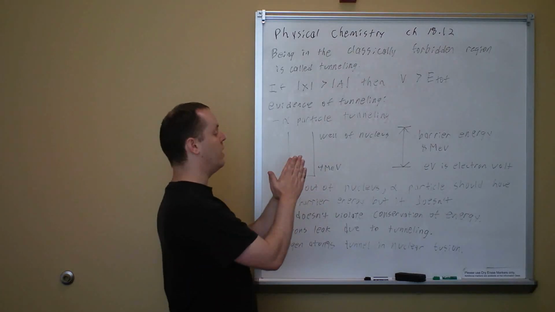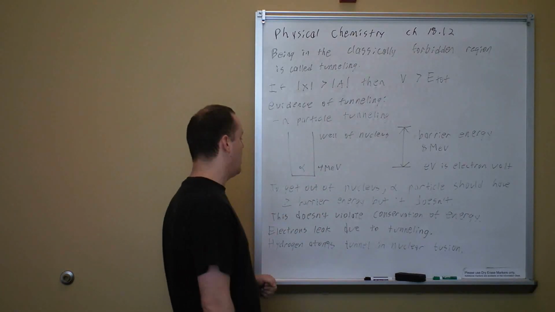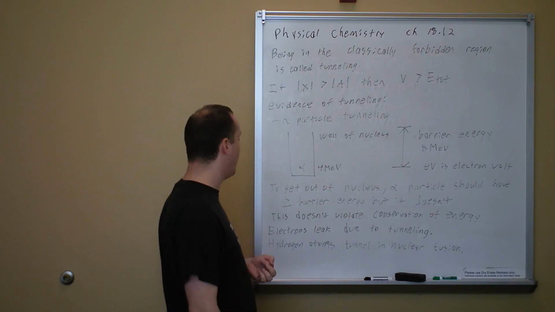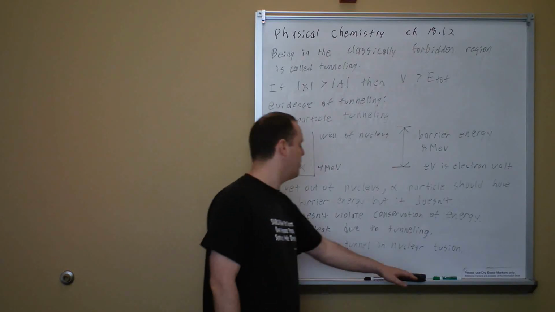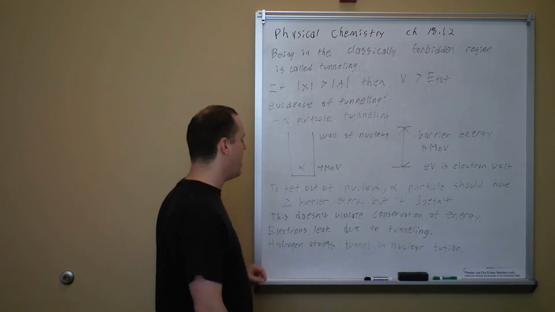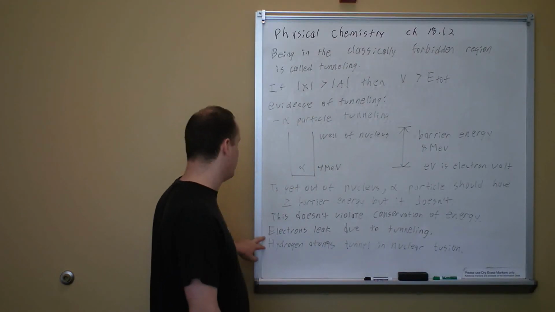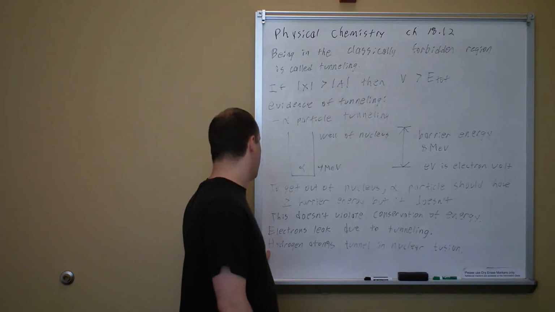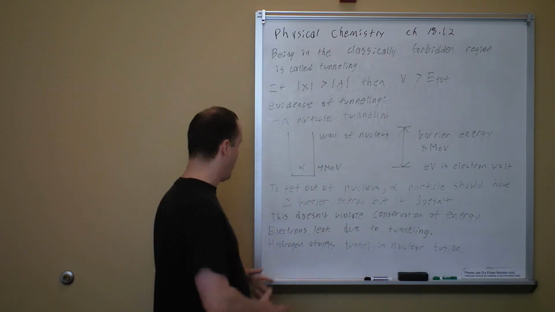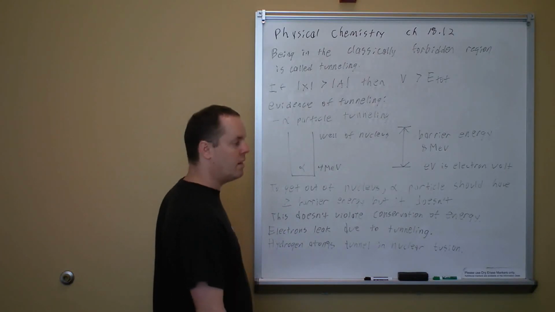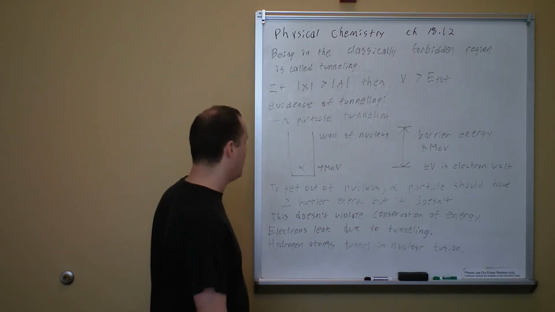Another example besides radioactive decay would be electrons. If you have 2 wires really close to each other, the electrons can just jump from one wire to the other. So when they're making integrated circuits and other very small scale electronics, that can be quite inconvenient for the electrical engineers. And then hydrogen atoms also tunnel in nuclear fusion. When you get hydrogen atoms close enough together, they actually end up getting together through tunneling.